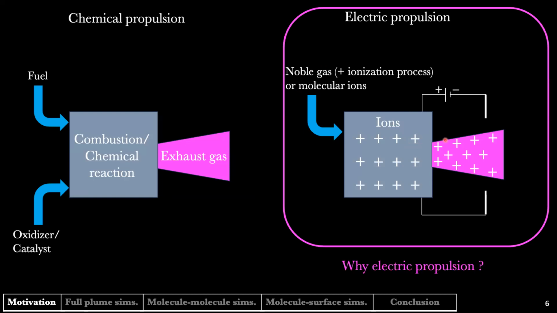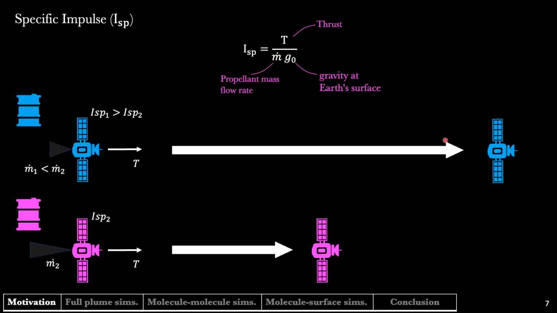And then we can ask why electric propulsion. There are many considerations based on which we prefer electric propulsion over chemical propulsion. The first consideration is specific impulse. The specific impulse is a metric that is used to quantify how well a spacecraft uses its fuel to produce thrust. It is given by this formula here, which is the ratio of the thrust to the propellant mass flow rate times the gravity at Earth's surface.